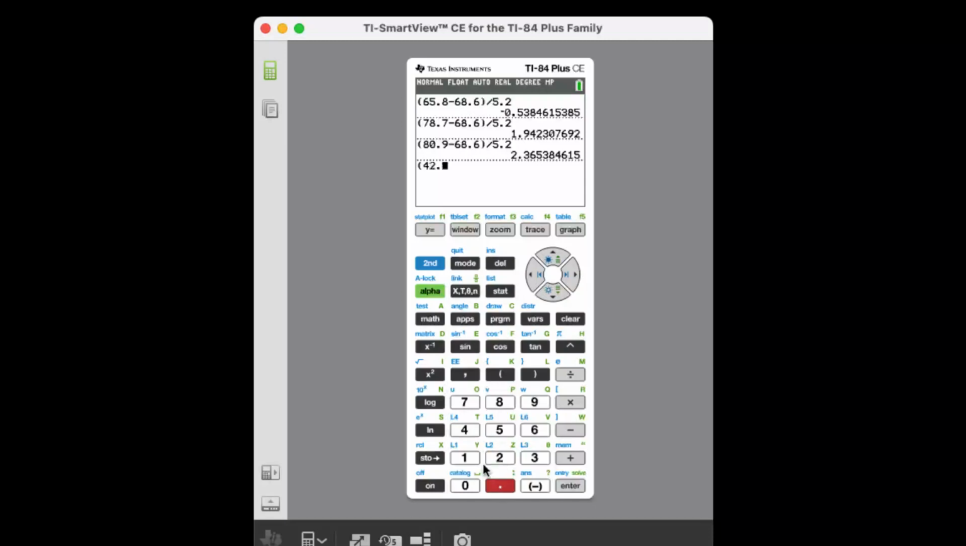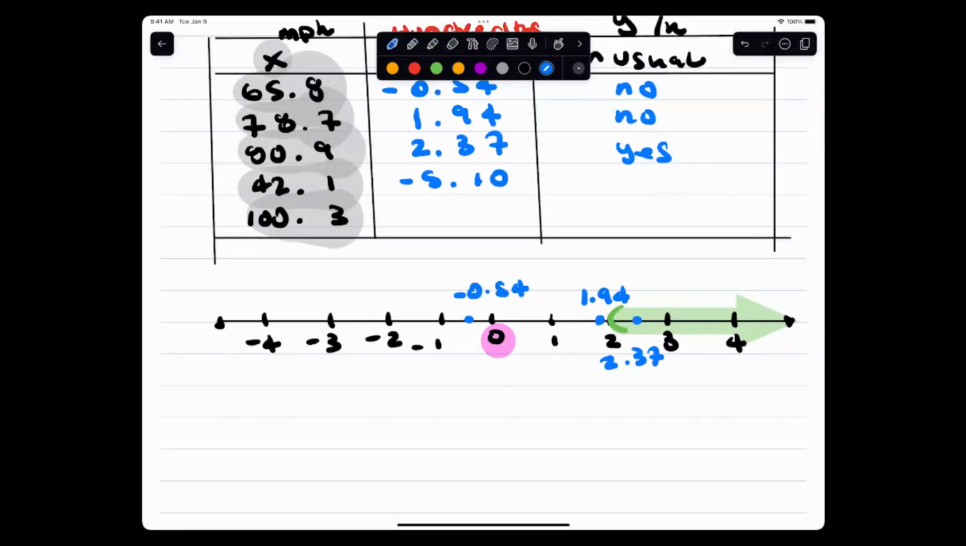Parentheses, 42.1 minus 68.6, close that, divided by 5.2, and what do you end up with? Negative 5.10. Oh, notice this. Is this unusual? Yes. So that's an unusual score.